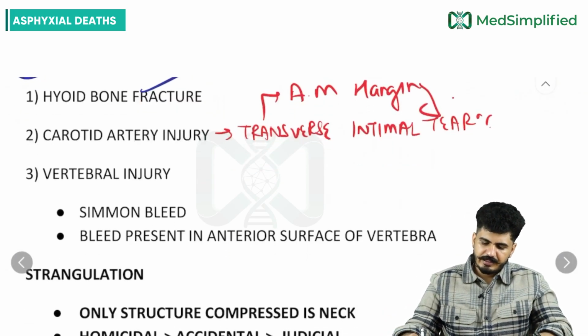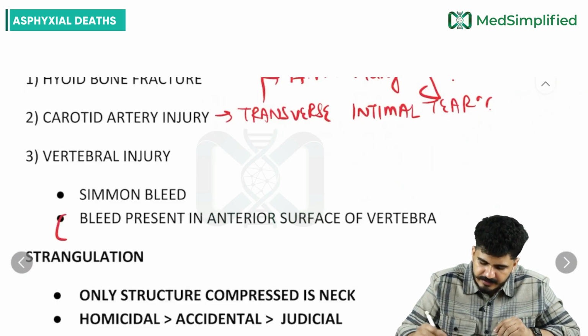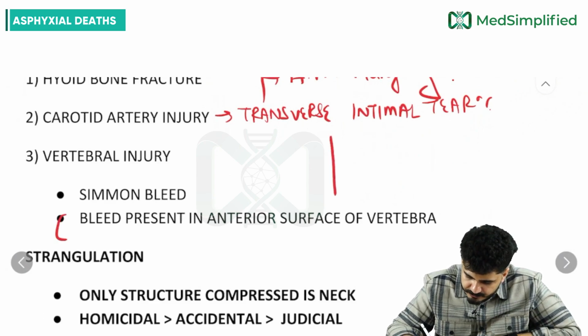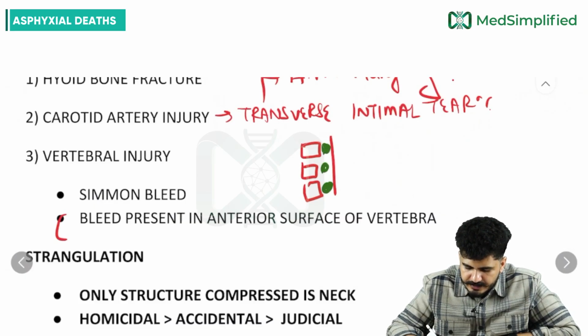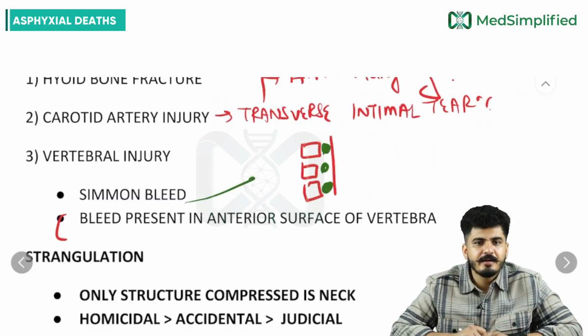Now coming to the next part, sir, there will be vertebral injuries. In vertebral injury, you are going to see the Simon bleed. The Simon bleed is present on the anterior surface of the vertebra. If I draw the vertebra like this, you will see the bleeding happening in this area. This is Simon's bleed. In vertebral injury, you will see the Simon bleed, my dear friends.